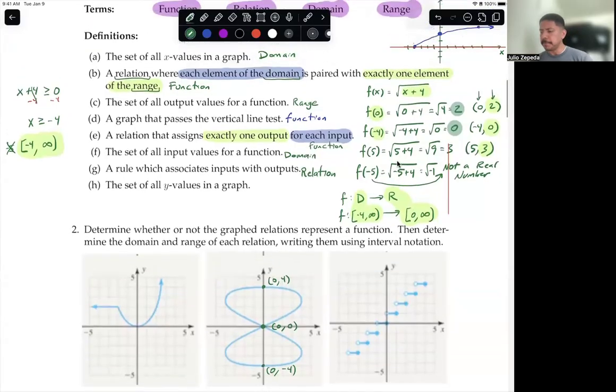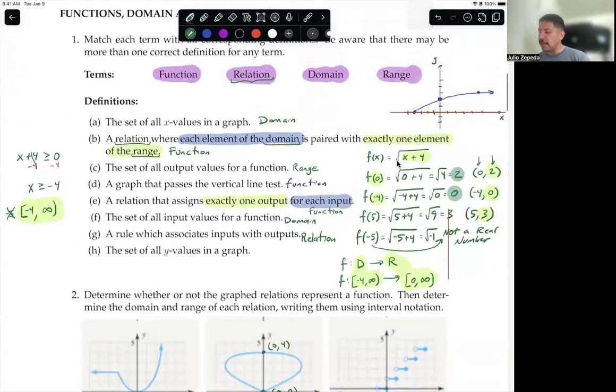Okay. And then finally, the set of all y values. What do we call the y values? Well, we saw some y values earlier, 2, 0, and 3. These were all y values, and they are all part of the range. So the set of all y values is known as the range.